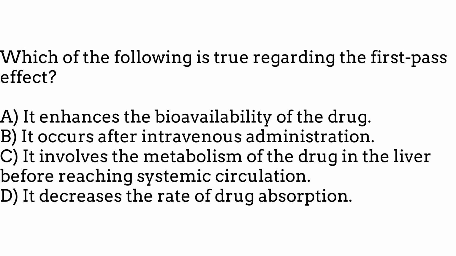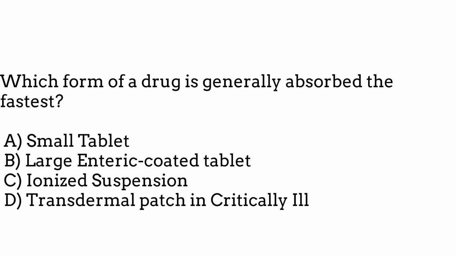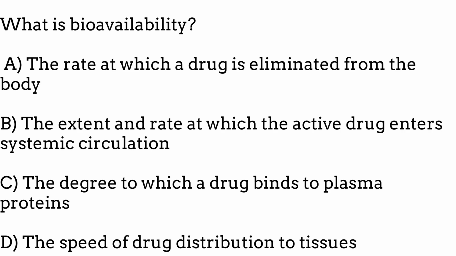Which of the following is true regarding the first pass effect? The answer is C. It involves the metabolism of the drug in the liver before reaching systemic circulation. Which form of a drug is generally absorbed the fastest? In this case, it would be a small tablet. A. What is bioavailability? The answer is B. The extent and rate at which the active drug enters systemic circulation.